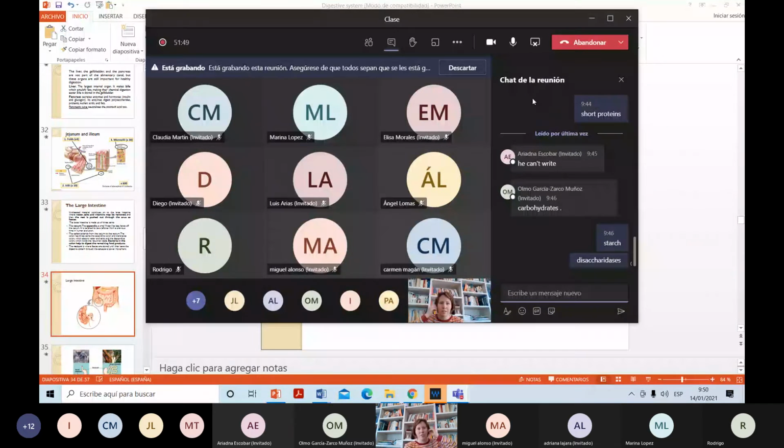Un segundito que se está animando mi casa. Voy a cerrar la puerta.